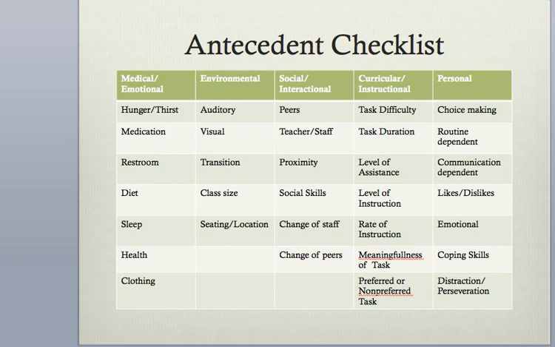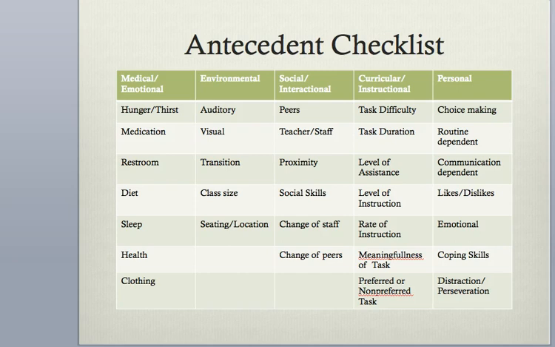And then finally, personal issues. Are they being asked to make choices? Are they very routine dependent? And when you alter their routine, is there a problem? Do they have particular likes and dislikes? Do they have emotional issues or coping skills? Is there a distraction or perseveration going on?